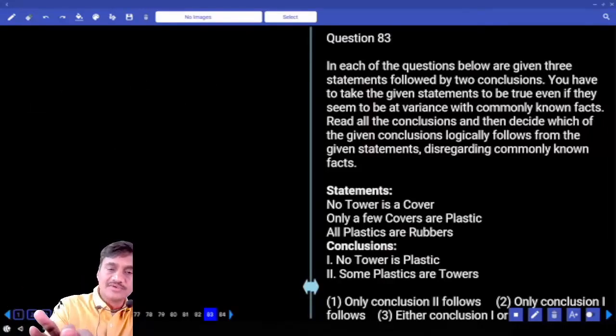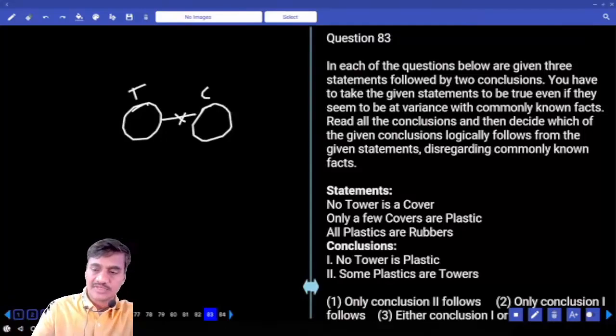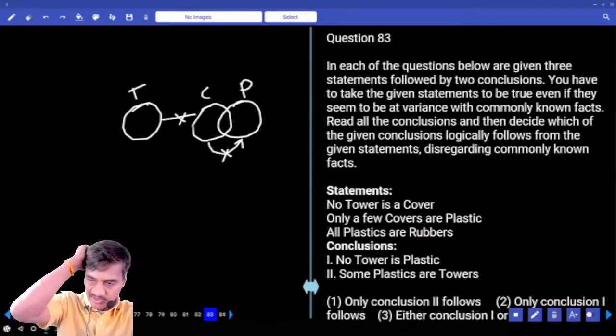No tower is a cover. No tower is a cover can be written like this: tower and cover, no intersection between these two. And only a few covers are plastic. That means only some covers are plastic, but not all.